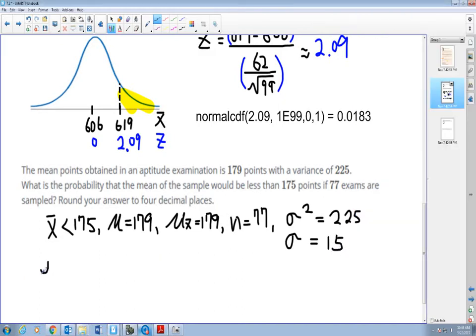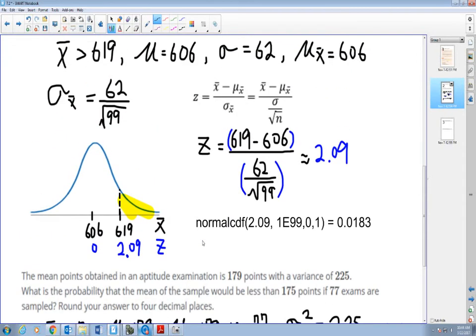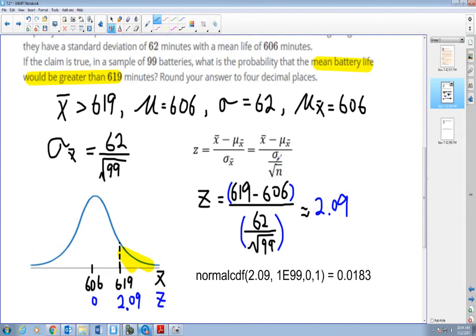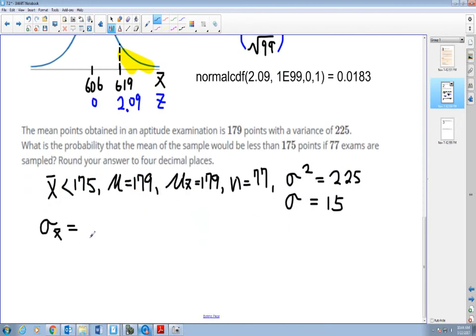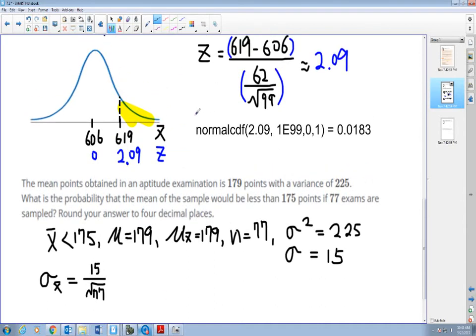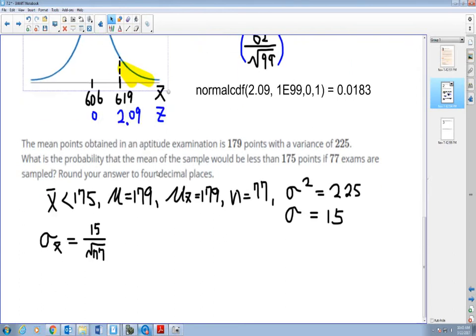Alright, so the standard deviation of the sampling distribution will just be sigma divided by the square root of n. So that will be 15 over the square root of 77. So rather than figure out what this is, I'm just going to put it in the calculator when I convert to a z-score. So I'm going to copy this.